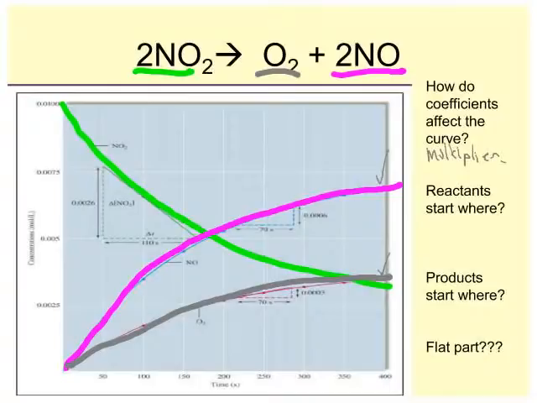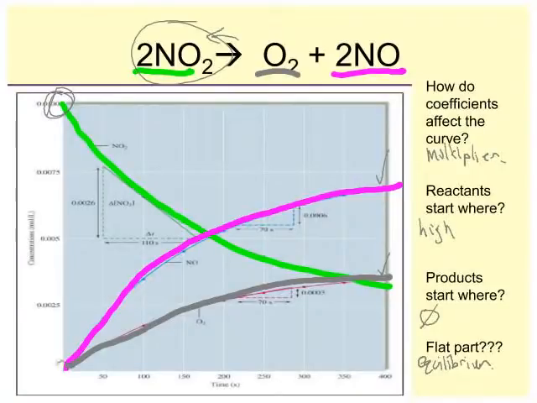Where do the reactants start? So NO2 is my reactant. The reactants start high. Products start where? 0. And what happens to the flat part? Does that mean the reaction stops? No, the reaction doesn't stop. That means the reaction is at equilibrium, which means the reaction is going both ways, and it reaches a spot where it doesn't stop, but it's going back and forth. So you should be able to analyze a graph like that.